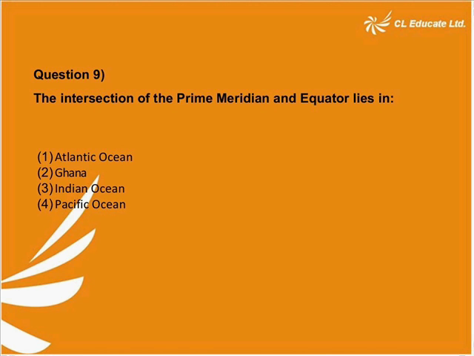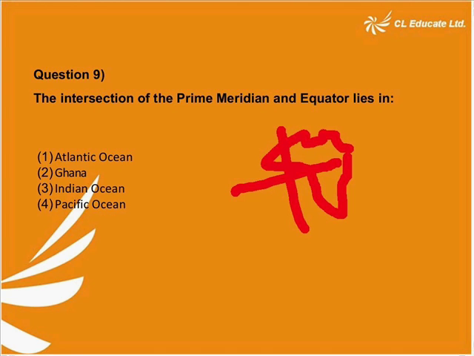So the correct answer is Atlantic Ocean. Now, another question related to this. In which ocean do the international dateline and equator meet? Where do the international dateline and equator lie? It must be in Atlantic or Pacific or Indian Ocean, or it's on a land.